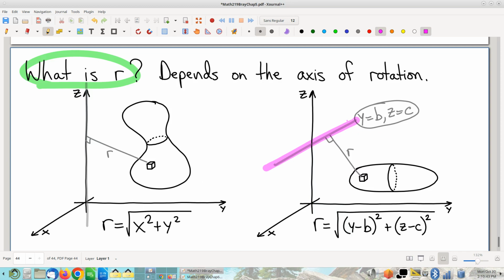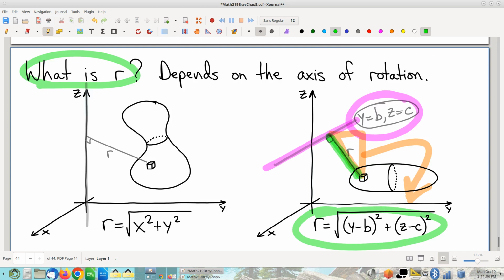That being said, this line described by those equations, I can totally compute this r by recognizing that there's a very convenient little right triangle like that. And if you write down the Pythagorean equation for this triangle, your r turns out to be that. So different formula depending on what line you're rotating around. Everybody cool?